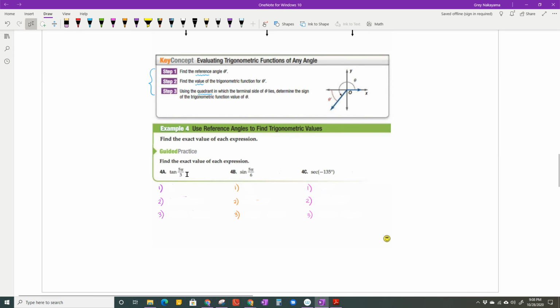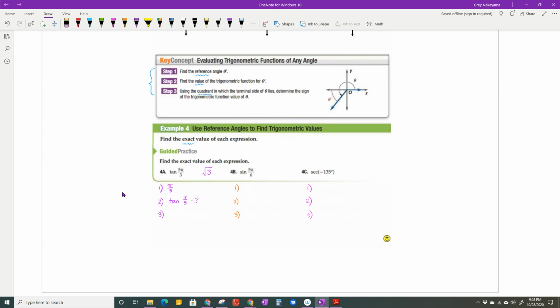So the first one is the tangent of, and y'all, these again are finding the exact values, okay? We're trying to find the tangent of 5 pi over 3. And remember, I told you, a nice thing about pi radians is that if you're on the unit circle, the reference angle is whatever that denominator is. So my reference angle is pi over 3. So then I'm thinking, okay, what's the tangent of pi over 3? And the tangent of pi over 3 is square root of 3. So that's the first part, is knowing the value and knowing that you're in the right family.